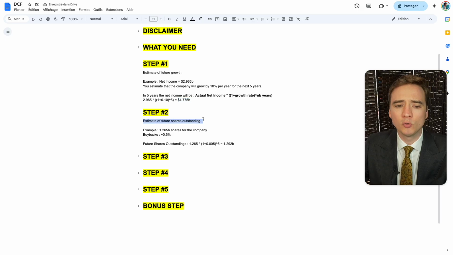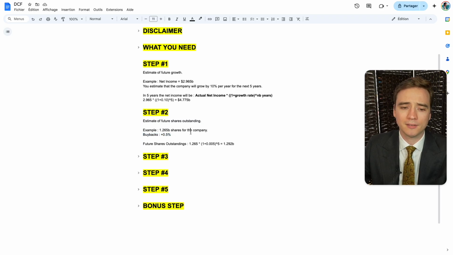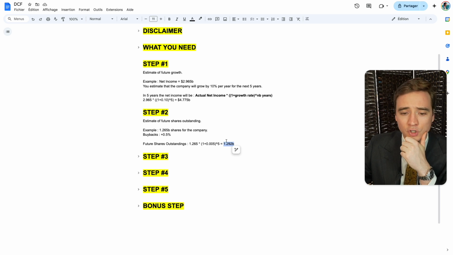Okay, when you have this 4.775 billion, you can go to step 2. Step 2 will be to estimate the future shares outstanding. Okay, so for example, you have 1.265 billion shares for the company, and let's say here they don't do buybacks. Let's say they have more shares outstanding every year, so you will have plus 0.5%. So you will do the same formula, actual shares outstanding, you multiply it by 1 plus 0.005, so 0.5%, exponent 5, and you will have 1.292 billion shares outstanding.